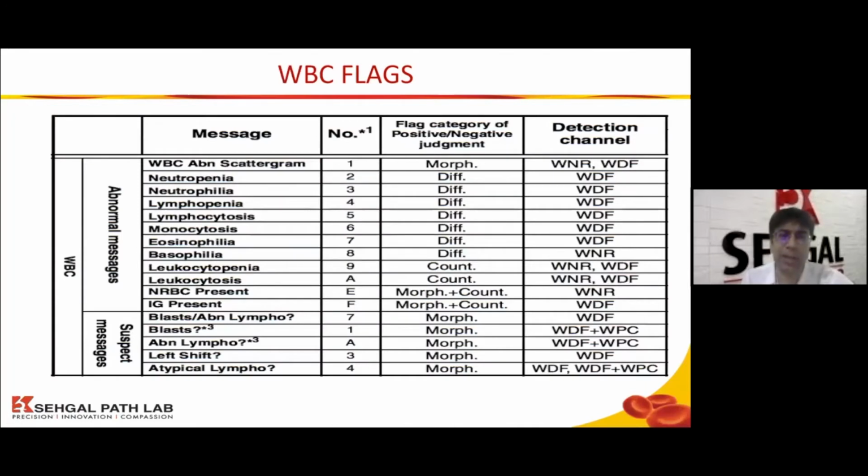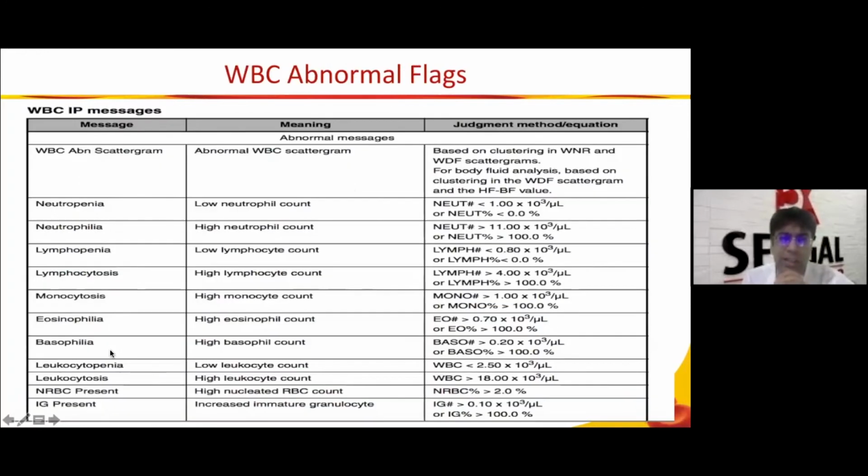As we know, the flags can be in the WBCs, RBCs, and platelets. And as I said, in each, the WBC flags will be abnormal messages or suspect messages in the system. So let's go on to what are the different kinds of WBC messages one can have. In the clear-cut abnormal flags in the WBCs, one can either have WBC abnormal scattergrams, and the rest are pretty simple. You can have a neutropenia or a neutrophilia. Similarly, lymphopenia or a lymphocytosis, eosinophilia. You may have presence of NRBCs, IG.